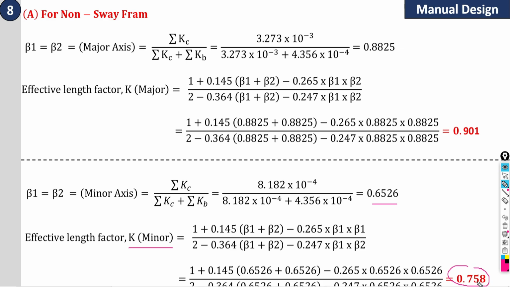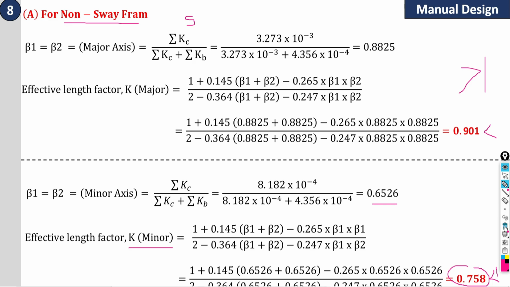0.758. So my dear friends, recall what I said: if you are going to consider a non-sway frame, after concluding the calculation, you will always get your effective length factor less than 1. Every time you will get an effective length factor less than 1 if your frame is non-sway, and if you are going to consider the sway frame, always and always you will get the effective length factor more than 1.